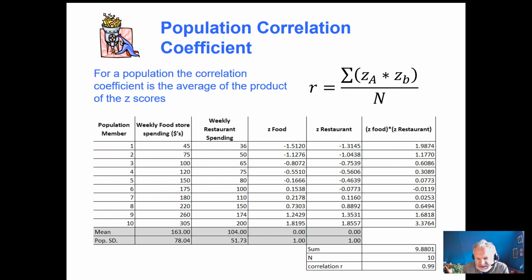So per person, I take their z-score for food stores, multiply it by their z-score for restaurants. Multiply those two values, do that for all 10 people, and then I simply calculate the average of the product of the z-scores. So it sums up to 9.8801. I divide that by 10, and my correlation coefficient, rounded to 2 decimal places, is 0.99, which means I have a perfect positive correlation, or almost a perfect positive correlation between the two variables.